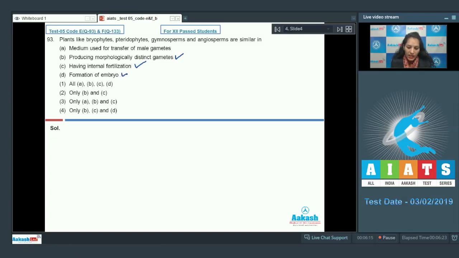D. Formation of embryo. Yes, they all are embryophytes. They bear embryo. Bryophytes are the first embryophytes, so they all have embryo. A. Medium used for transfer of male gametes. No. Bryophytes and pteridophytes use water as a medium to transfer the male gametes, whereas gymnosperms and angiosperms use air currents to transfer their male gametes to the female gamete. So this is not common or similar between all the members of the plant groups. So the similarities are only B, C and D. By analyzing the options, you can say the correct option for the given question is option number 4.